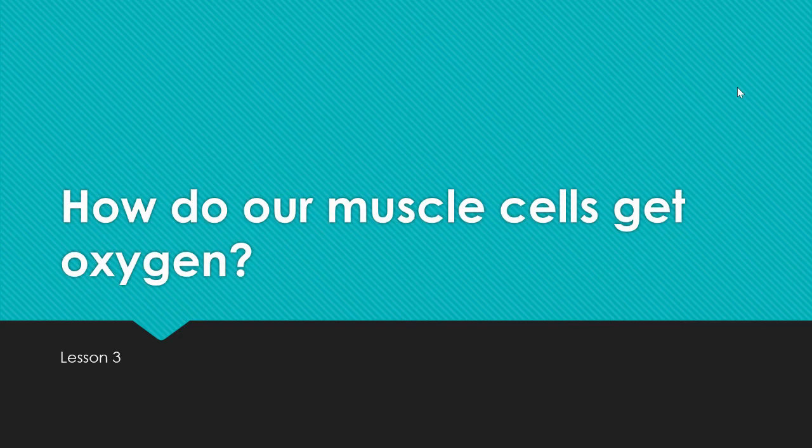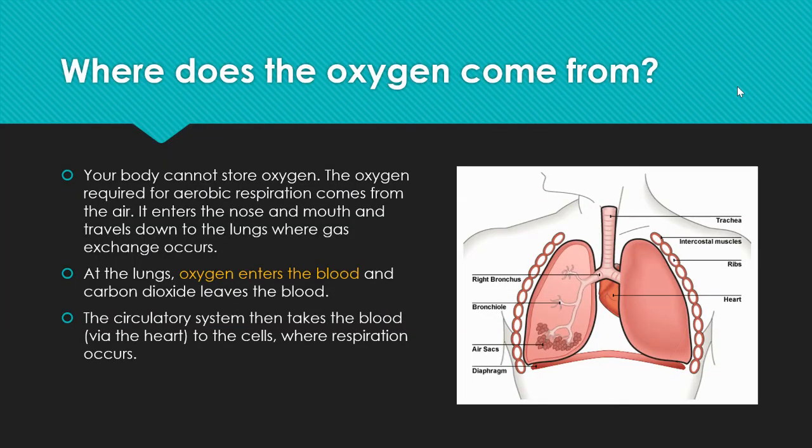This is lesson 3 for level 1 science for our biology investigation, and it's about how our muscle cells get the oxygen they need for respiration. Our first video was about how our muscles work, and our second video was about how muscle cells carry out respiration. Respiration is the process that all cells carry out to turn our food, specifically the glucose in our food, with oxygen, into energy.